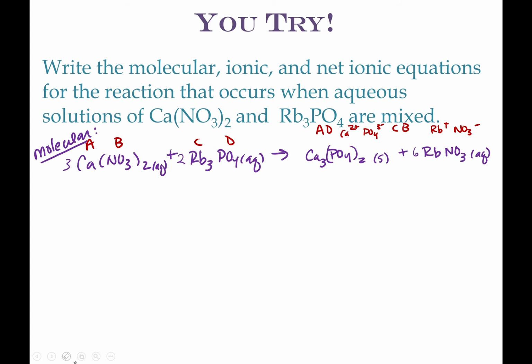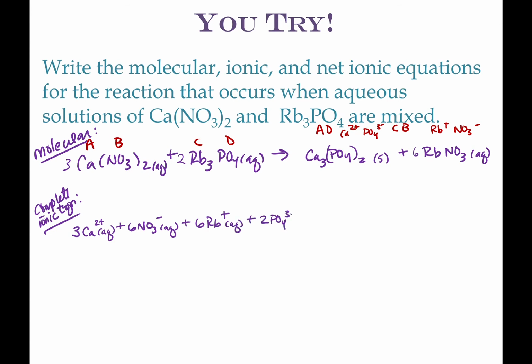That is our balanced molecular equation. Now the complete ionic, we separate everything that is aqueous. So I have 3 Ca2+ aqueous plus 6 NO3- plus 6 Rb+ plus 2 PO4 3-. This stays together, Ca3(PO4)2, plus 6 Rb+ plus 6 NO3-.